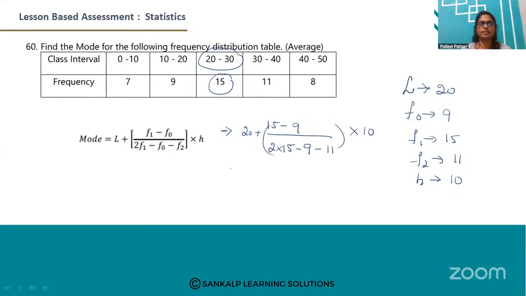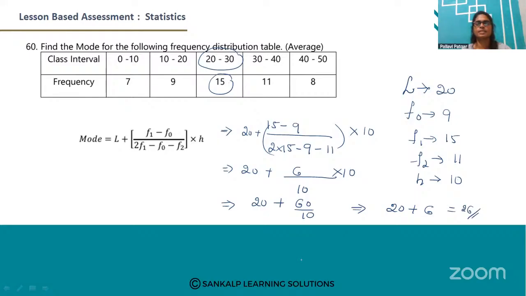H is 10. So this is equal to 20 plus 15 minus 9, which is 6, divided by 30 minus 9 minus 11, into 10. So this is equal to 20 plus 60 divided by 10, which is 20 plus 6, equal to 26. Therefore the mode for the given frequency distribution table is 26.